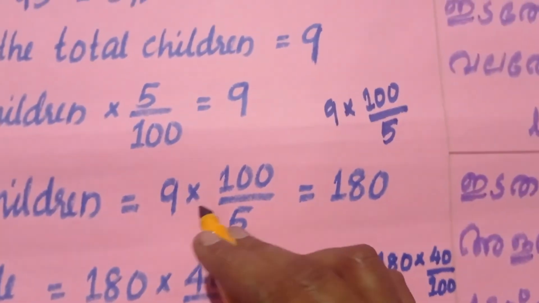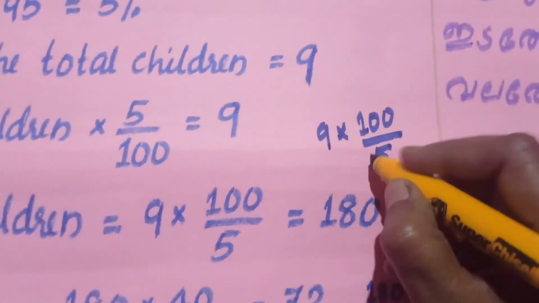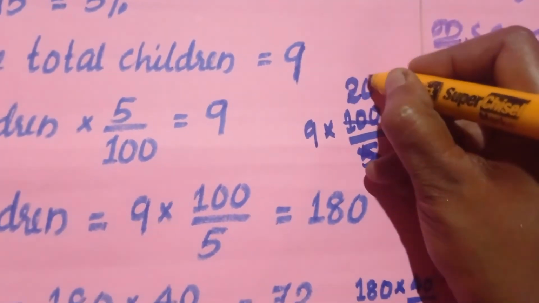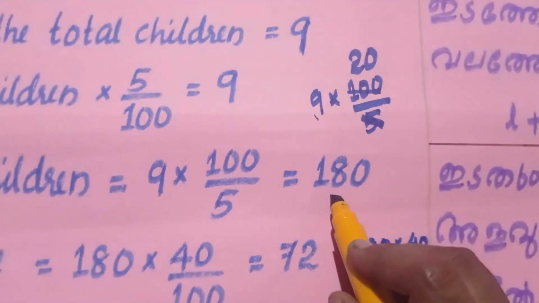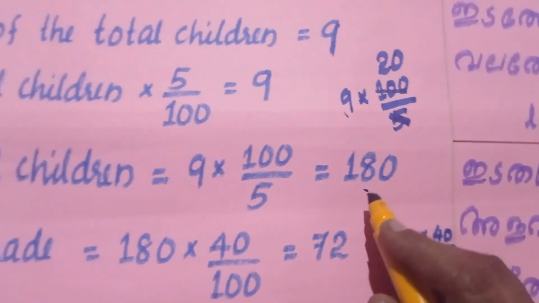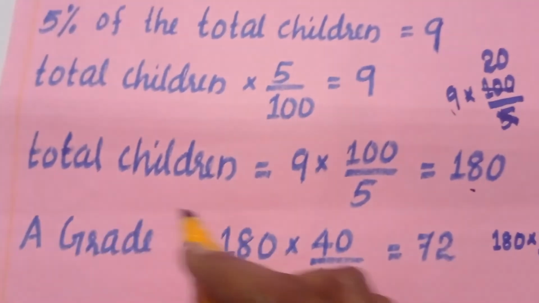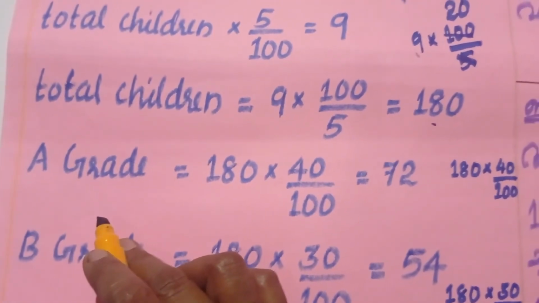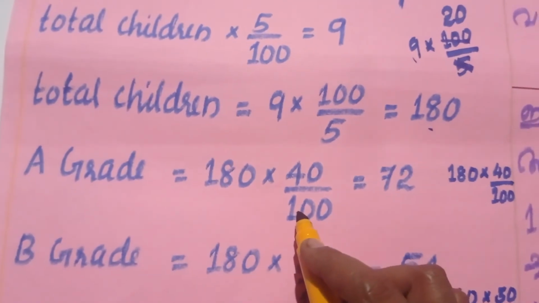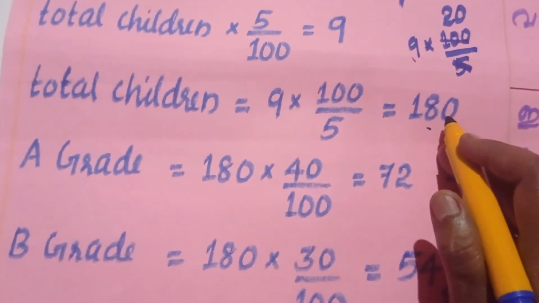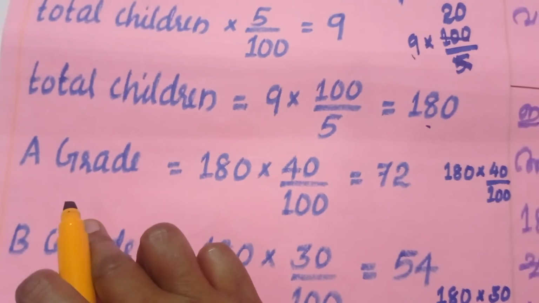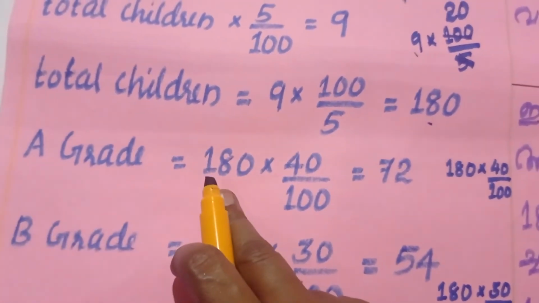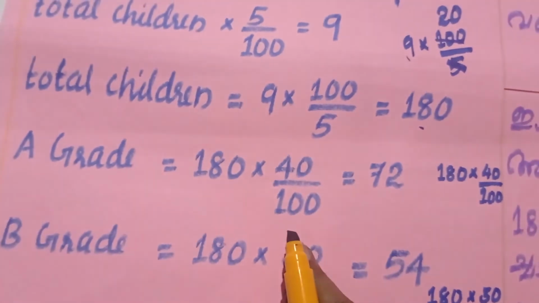Then it is 9 into 100 by 5. 100 divided by 5 we get 20. Then 9 into 2 is 18. Then put the 0, 180. Then total children is equal to 180. Then A grade. A grade is 40%. Then 40% of the total number of children gives the number of children who got A grade. That is 180 into 40%.